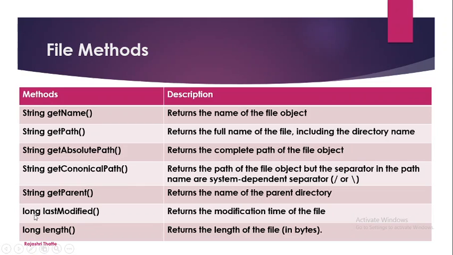So you get a long integer as a return. The return type is a long data type. So it returns the modification time of the file.